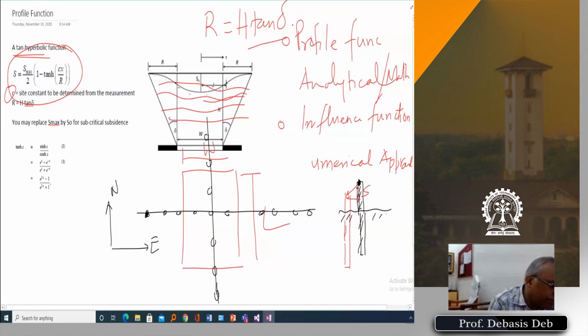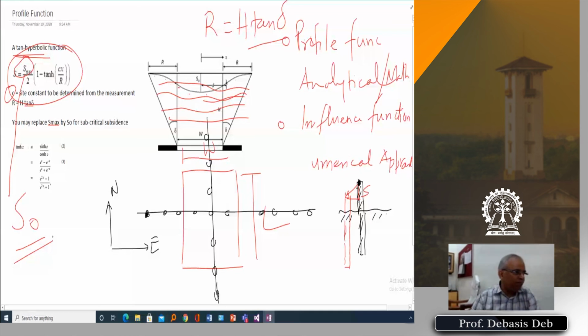Now, once I know the C, my curve is complete. I have given S max here. You can use S0 also if it is subcritical. You can replace it by S0. That is the maximum subsidence that happened at that particular time. It happens mostly in the middle of the panel. So you can use that S0 also.